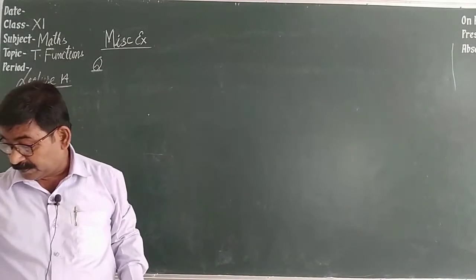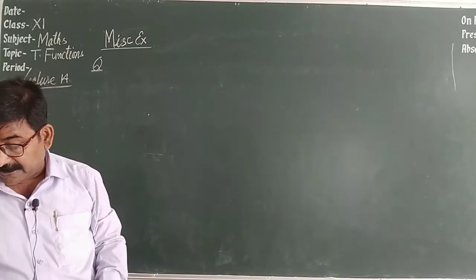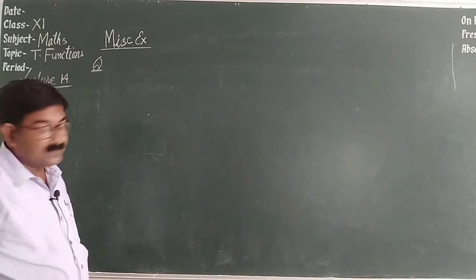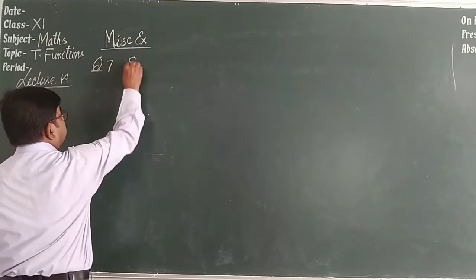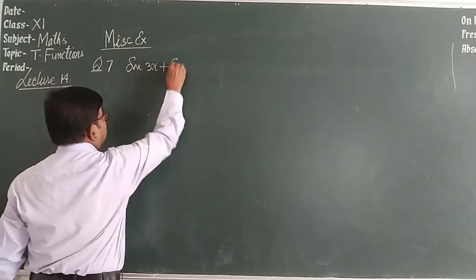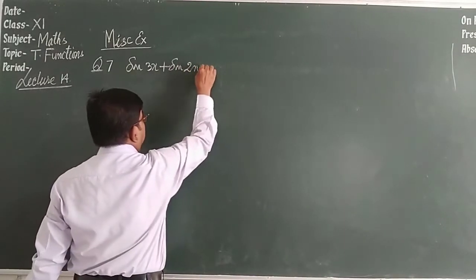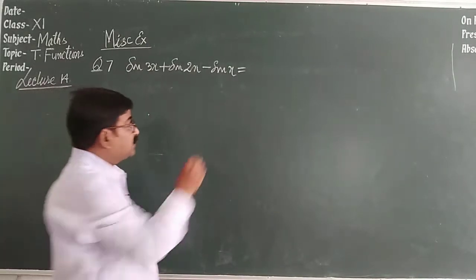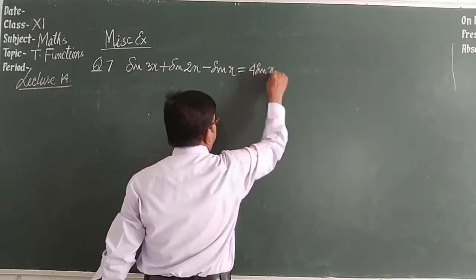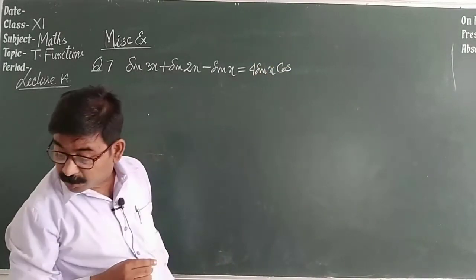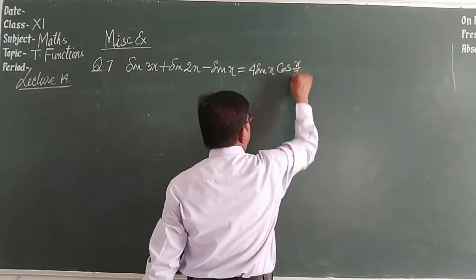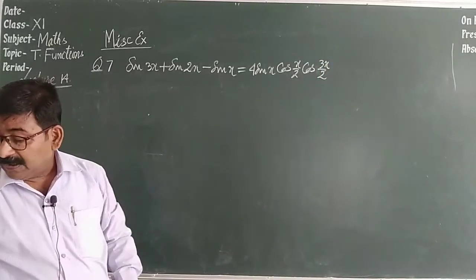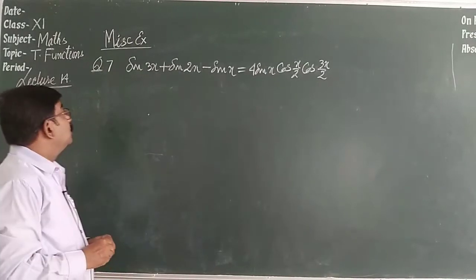See, question number 7. Sin 3x plus sin 2x minus sin x is equal to 4 sin x cos x by 2 cos 3x by 2. Got it? Let's see. Left hand side.